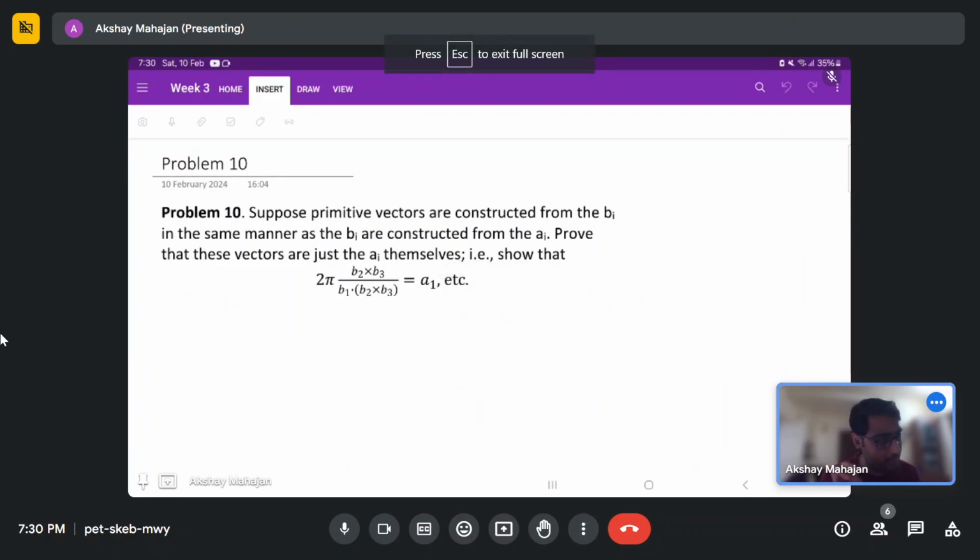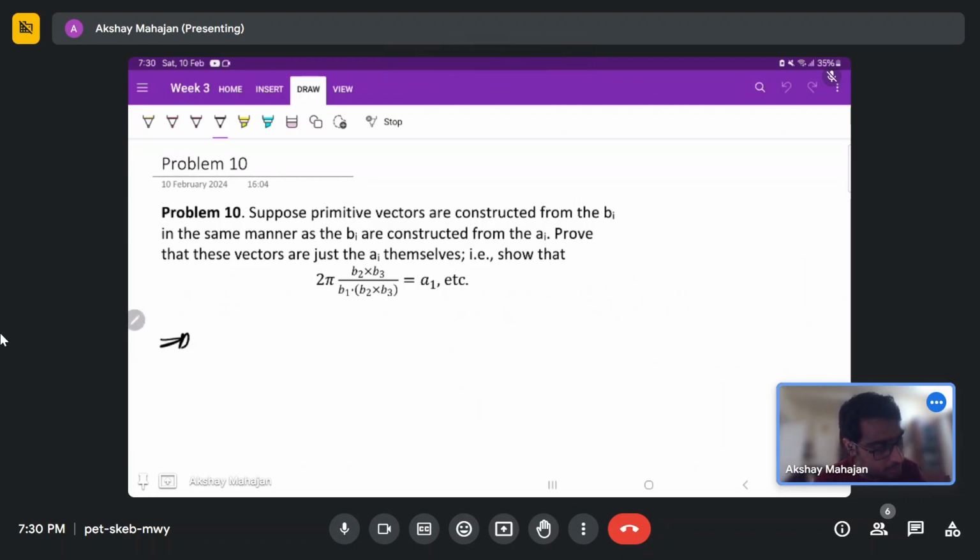Okay, so that is what we have to prove. Basically, we have to prove this relation: if we have these reciprocal vectors and we have the a_i as our primitive vectors, we find the reciprocal lattice vector using a similar formula, where instead of b's we had a's, which is b1 vector equals 2 pi times a2 vector cross a3 vector divided by a1 vector dot a2 vector cross a3 vector.